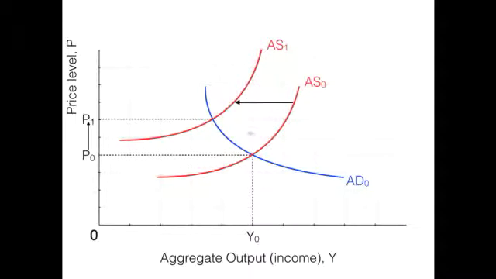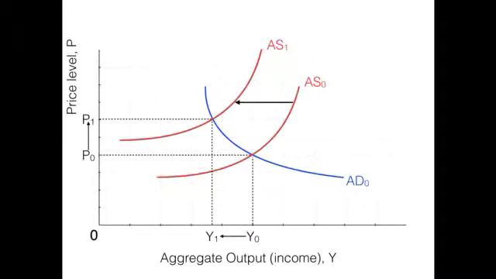You can see here that when the aggregate supply curve shifts to the left, this is going to be inflationary. Our expectation is that the price level is going to increase. We also want to look at what's going to happen to aggregate output/income, and we can see here that aggregate income falls.